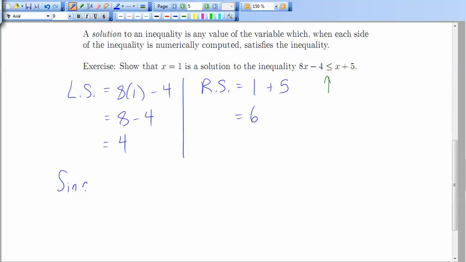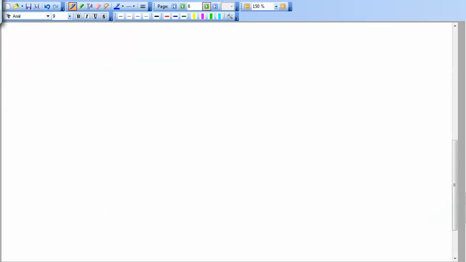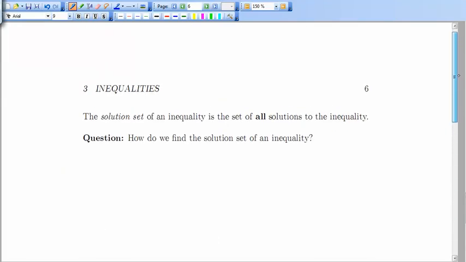So we can draw our conclusion. Since the left-hand side that we calculated, 4, is less than or equal to the right-hand side we calculated, 6, and that's exactly the inequality we need, we know that x equals 1 is a solution to the inequality. So that's how we can check whether or not a particular value is in fact a solution to an inequality. But what if we want to know all the solutions? And there might be a lot. In fact, for that inequality that we just solved, there were infinitely many.